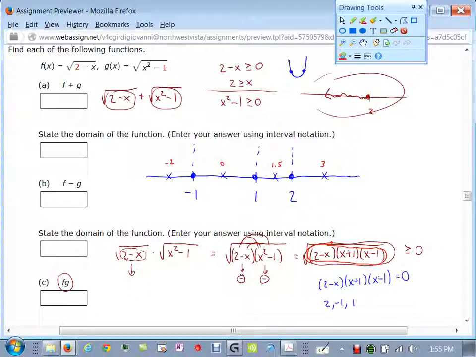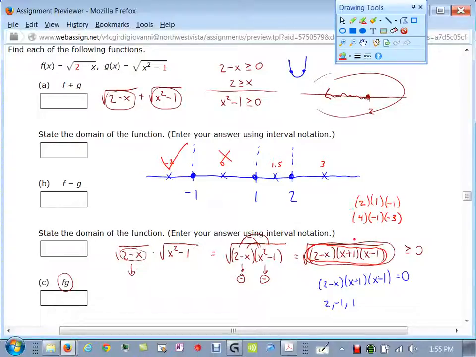So if I plug in negative 2, what would happen if I plug in negative 2 right in here? I get 2 minus negative 2, which is 2 plus 2, so I get 4. And then negative 2 plus 1 is negative 1. And then negative 2 minus 1 is negative 3. If we multiply those all together, you get a positive number. So this works over here. If I plug in 0, I get 2, 1, and then negative 1. That won't work because that gives me a negative number.